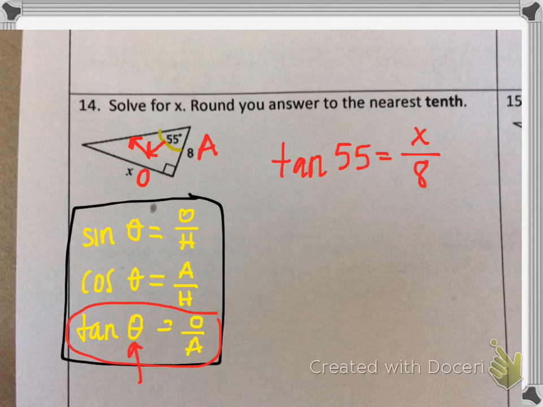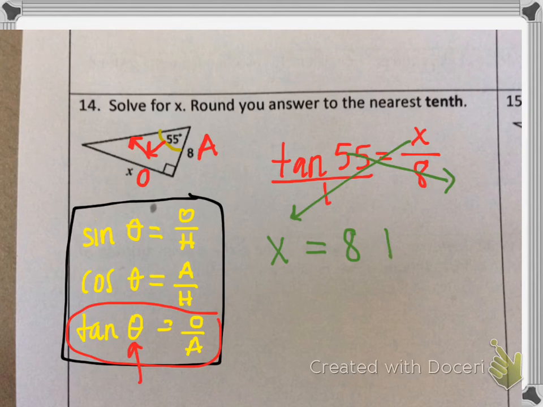Because x is located in the fraction part, we're going to cross multiply, put a 1 under the tangent of 55. So 1 times x is x equals tangent of 55 times 8. I'm going to write it as 8 times tangent of 55.